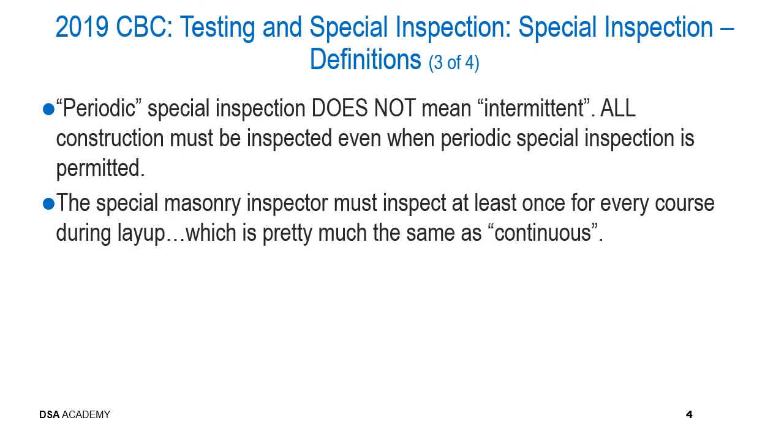I do want to emphasize that periodic special inspection does not mean intermittent inspection. Even if it's periodic, all aspects of the construction still need to be inspected even when periodic special inspection is identified and permitted. Also, the special masonry inspector must inspect at least once for every course during layup. So that really ends up being pretty much the same as continuous inspection anyway.